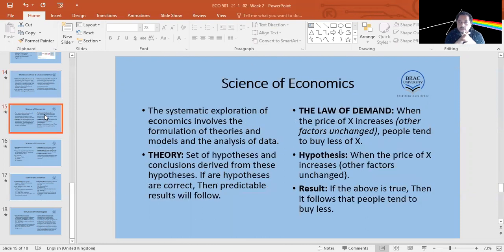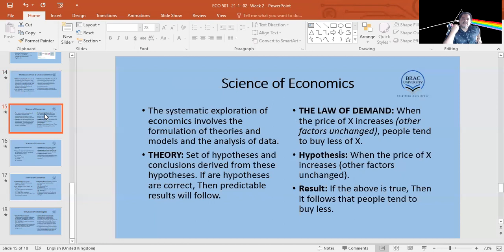Now, every discipline has its own set of tools. It has its own grammar, etc. So the science of economics is a systematic exploration of how theories, models, and data are constructed and analyzed. These things we will look into in detail in the next class, and then we will look at the theory of demand, etc. Before that, we just say that a theory is nothing but a set of hypotheses.